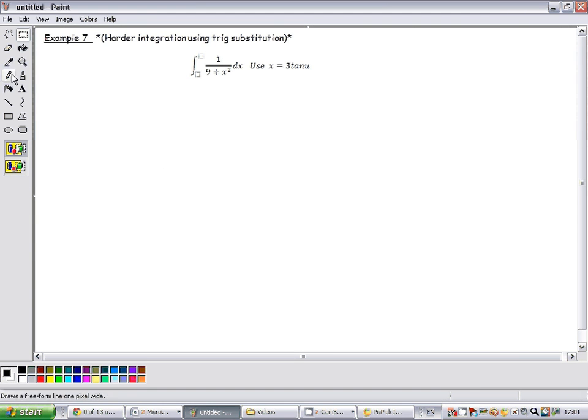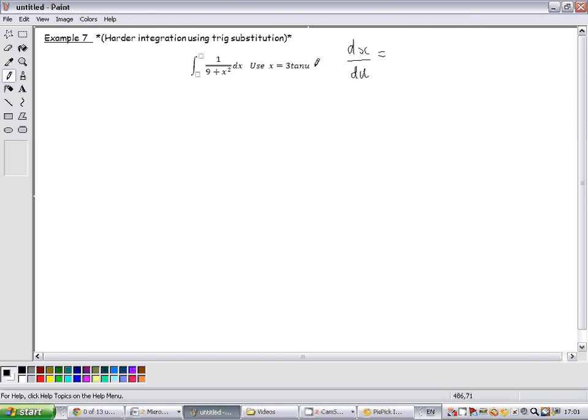Integration 2, example 7. In my copy of the booklet, there weren't any limits here. Have a look and see if there are limits in yours, and if there are, you can substitute those in at the end. Remember to change them in terms of tan u, if there are. So here we've got x in terms of u rather than u in terms of x, so a slightly different approach. Rather than doing du by dx, we'll start by doing dx by du.